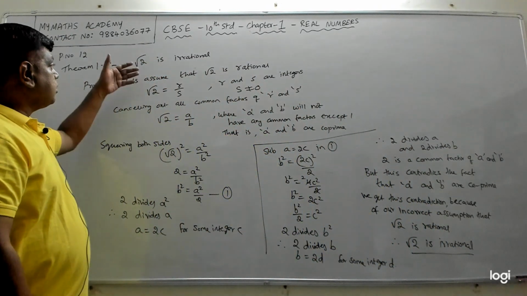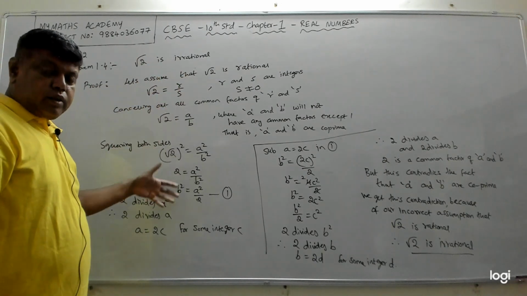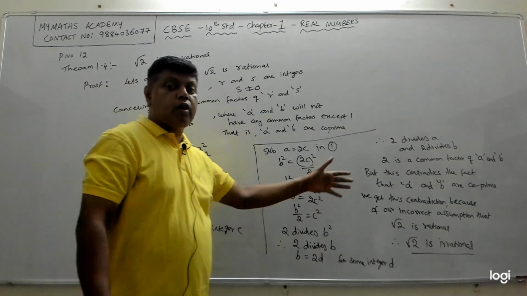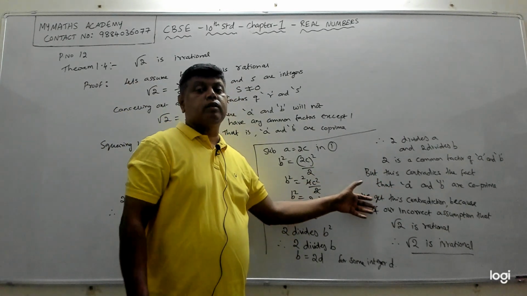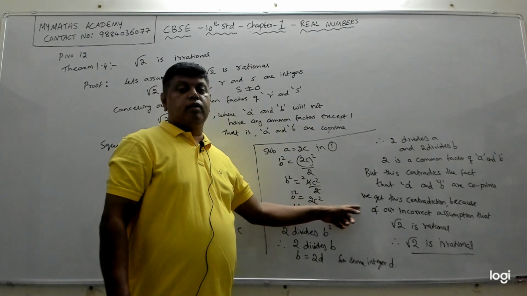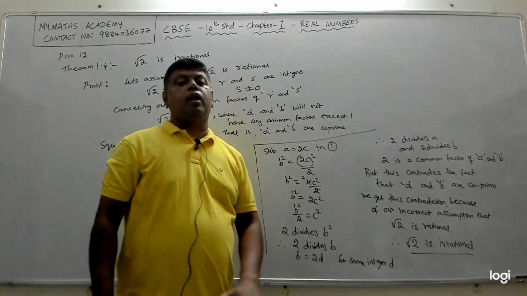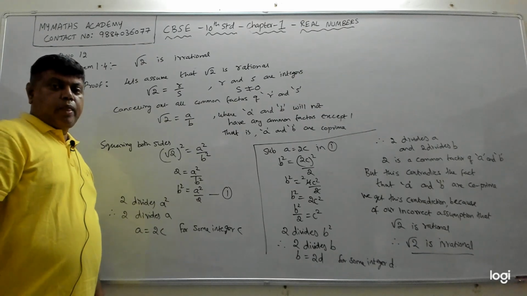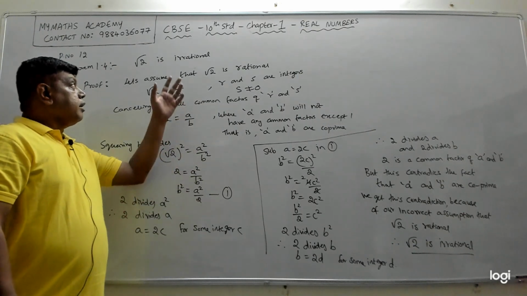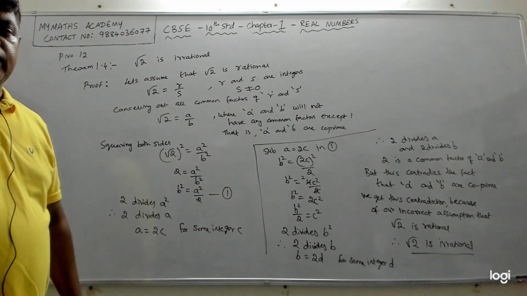So we have to prove root 2 is irrational. We assumed that root 2 is rational, and then we did some calculation and we got a contradiction. Right? That contradiction is happening because our assumption is incorrect. Our assumption that root 2 is rational is incorrect. Therefore, root 2 is irrational. So this is a proof to say that root 2 is an irrational number. This is how we prove that root 2 is an irrational number.